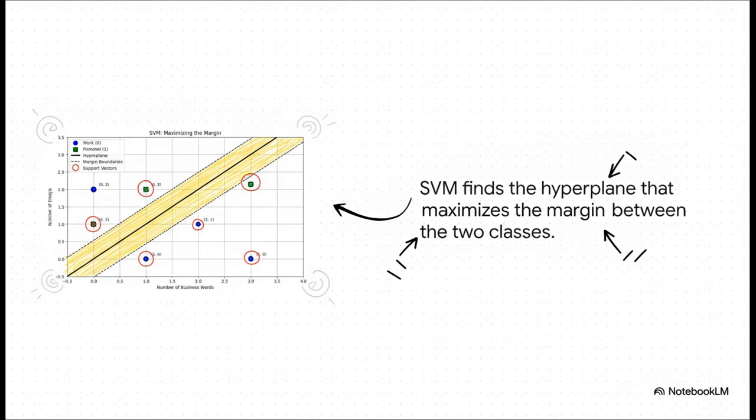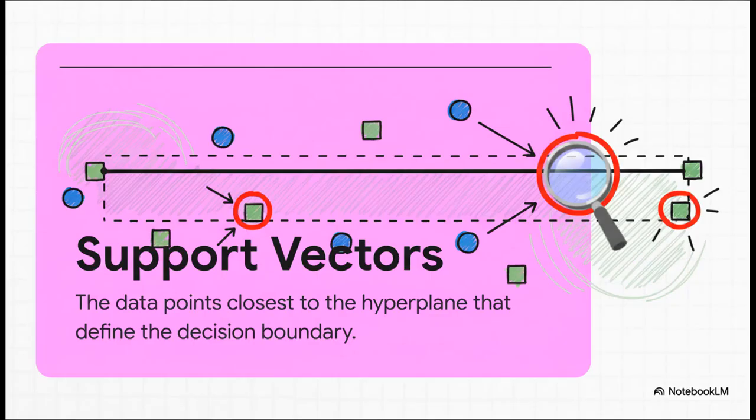Now, look closely at the data points that are right on the edge of that street. These guys are the VIPs of the whole data set. They're called the support vectors. And get this, the entire position and angle of that decision boundary depends only on these specific points. Seriously, you could delete all the other points and the line wouldn't budge. That's how important they are.